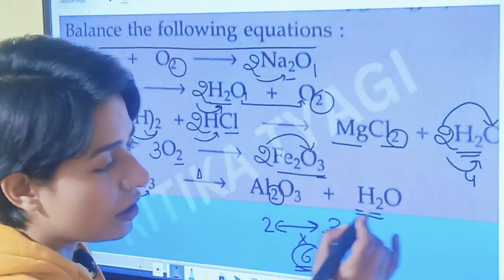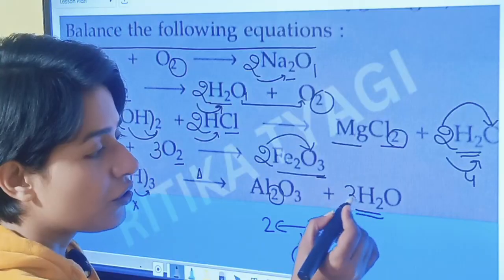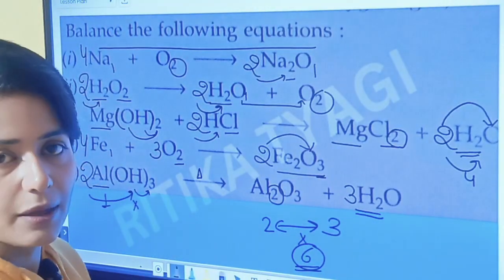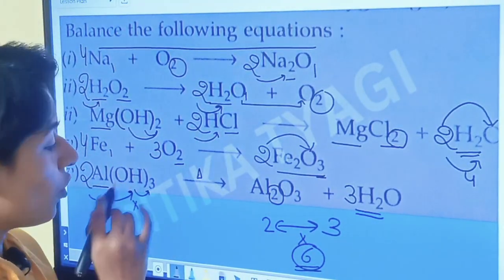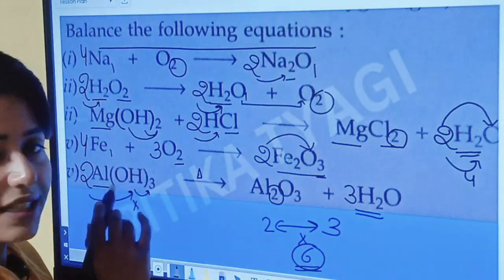Now hydrogen atoms are only 2 on the product side. So we have to balance according to 6. 3 2s are 6. Now hydrogen atoms are balanced. Next oxygen atoms. Here oxygen atoms are also 6. 2 3s are 6.